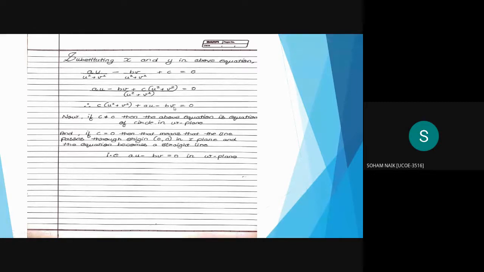Now the conditions. If c not equal to 0, then the above equation is the equation of a circle in W plane. Second case, if c equal to 0, that means the line passes through the origin 0, 0 in Z plane, and the equation becomes a straight line. That is, au minus bv is equal to 0 in W plane.